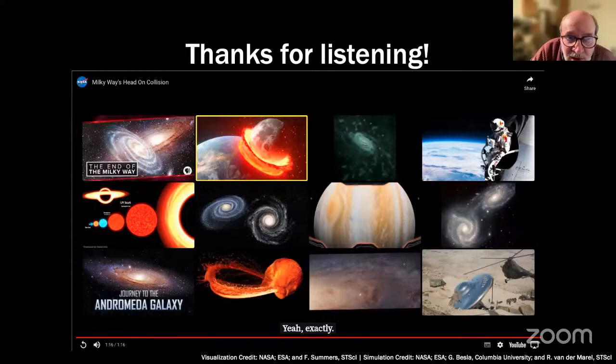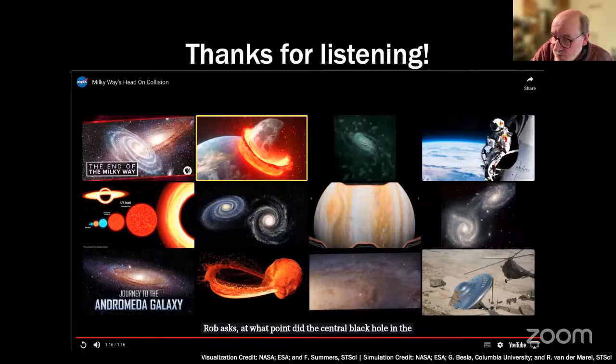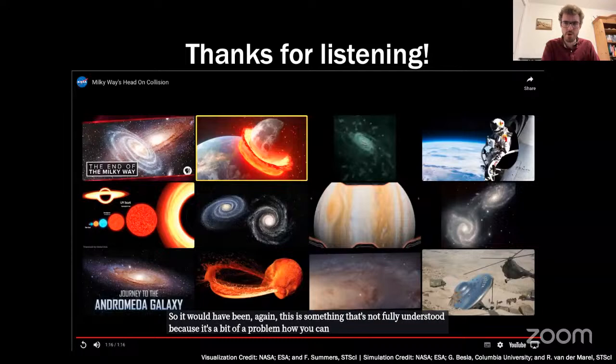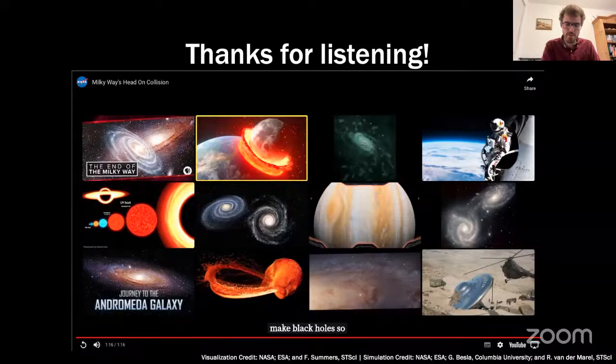Rob asks, at what point did the central black hole in the Milky Way form? Reasonably early. This is something that's not fully understood, because it's a bit of a problem how you can make black holes so massive so early, but it would have been in the first, I don't know how many tens of millions of years, but in the first billion years, I believe.